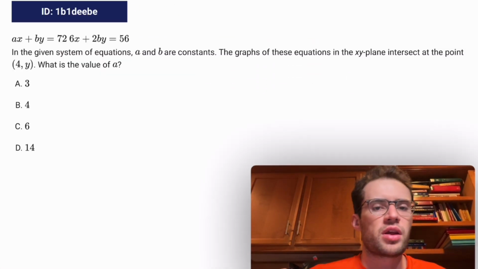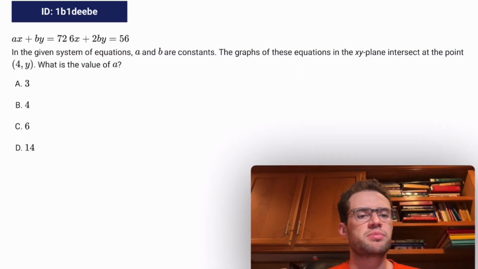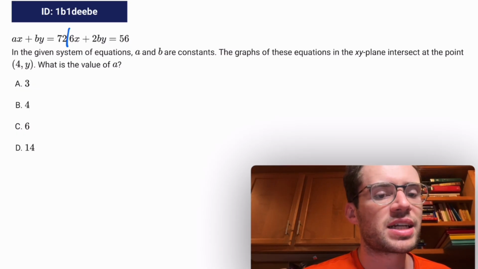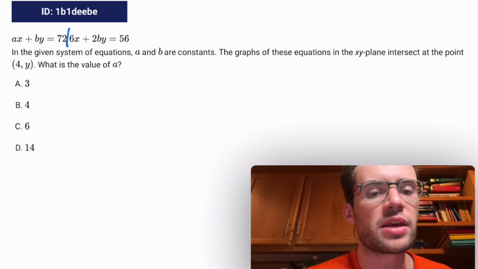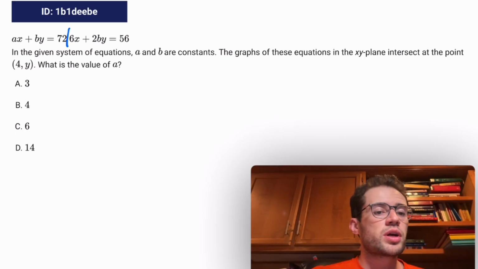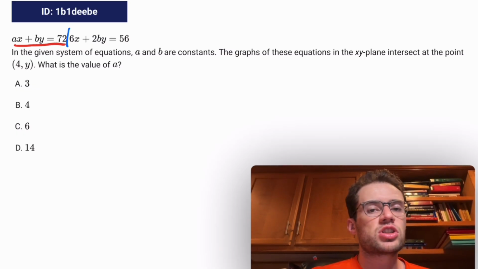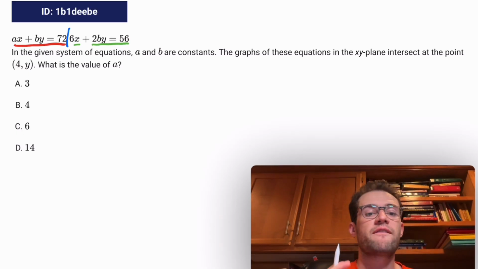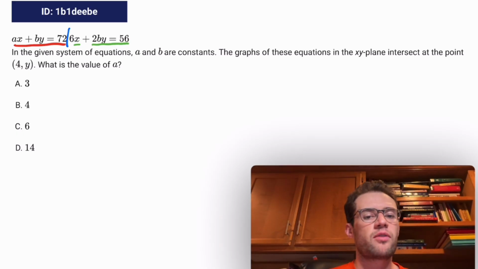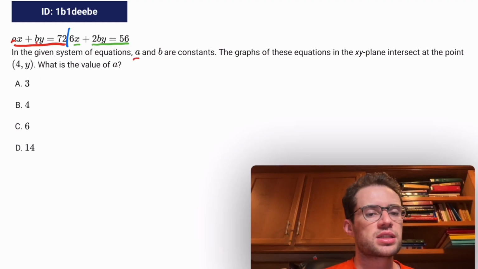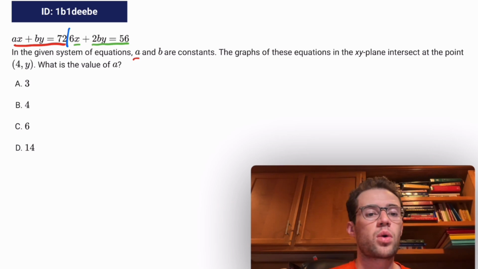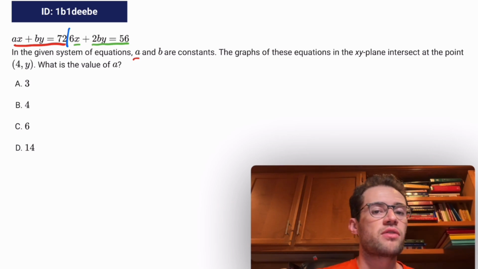6. All right, we have another system here. ax plus by equals 72. And then the second equation, 6x plus 2by equals 56. So we have another two equations here. ax plus by equals 72. And 6x plus 2 times b times y, 2by, equals 56. In the given system of equations, a and b are constants. So this is a constant, and this is a constant. The graphs of these equations in the xy plane intersect at the point 4, y. What is the value of a?